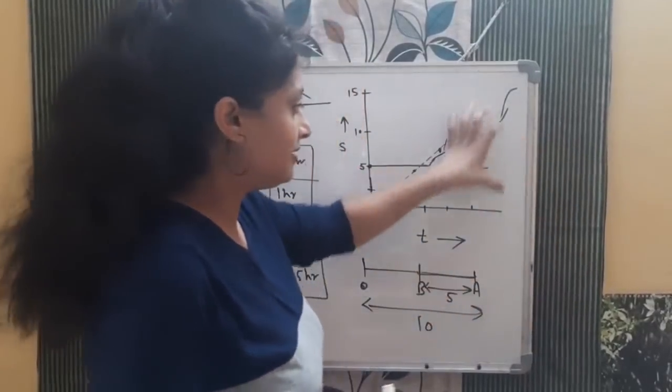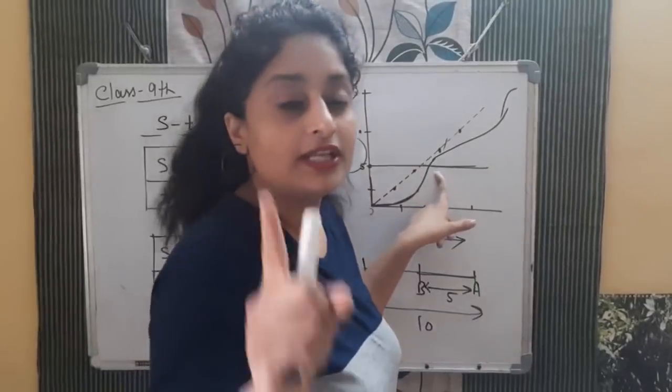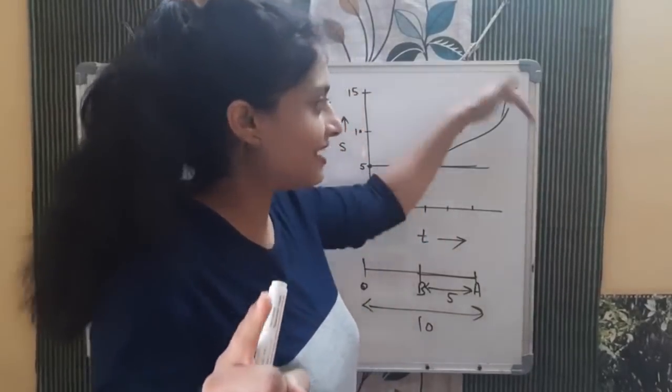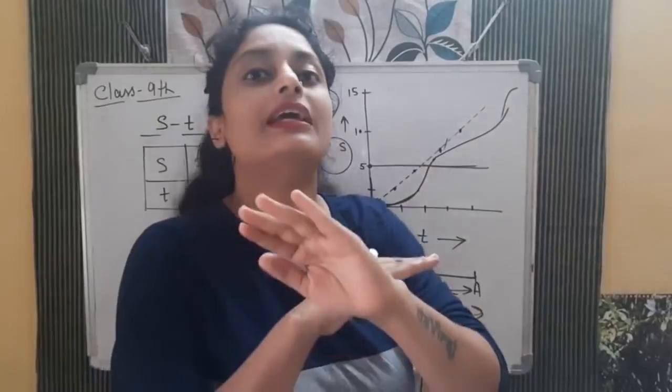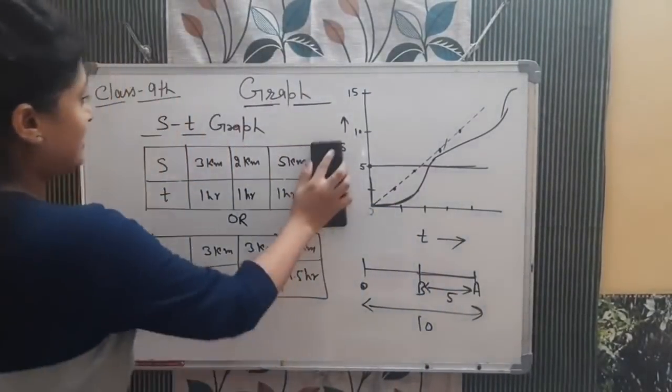So I hope you understand the three cases. One, rest. Second, uniform motion. Third, non-uniform motion. Non-uniform motion can't be in the negative direction because distance cannot be negative. So remember this thing. Okay, so this was about the first graph. Now about the second graph.